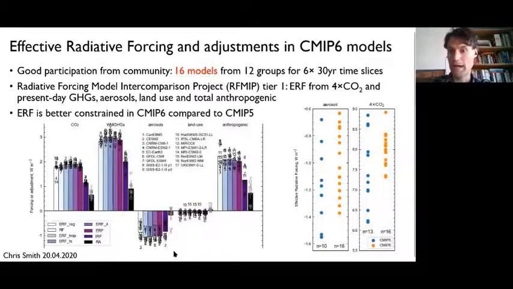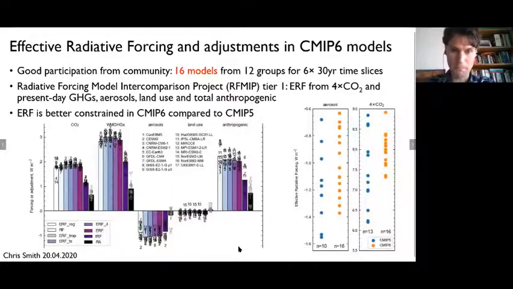There's also a smaller range between the models, and we actually have more models participating in the aerosol forcing experiments. For 4 times CO2, we also find that the forcing is generally higher and better constrained than it is for CMIP5. And we put this down to an improvement in model radiation parameterization for CMIP6.